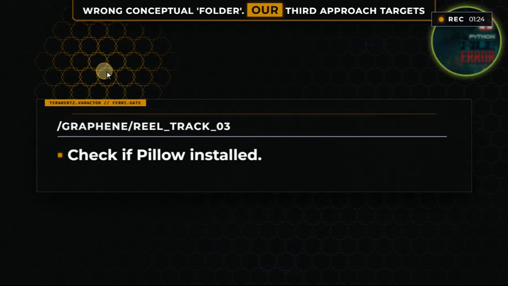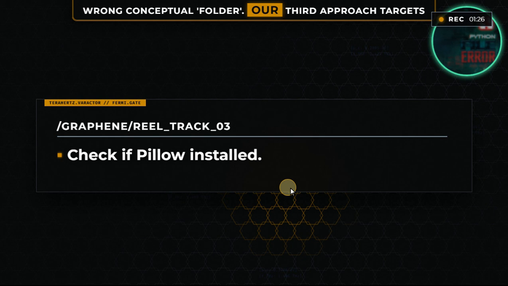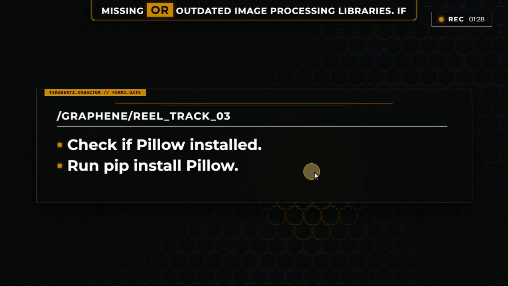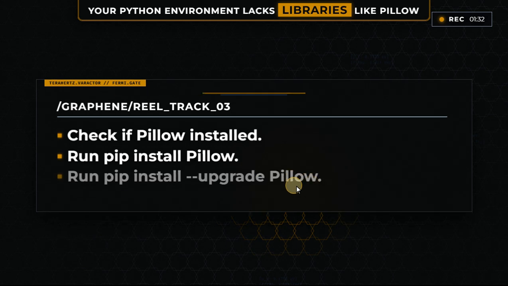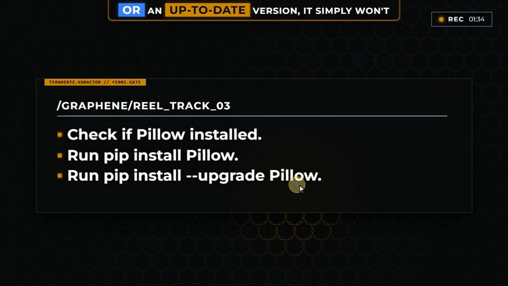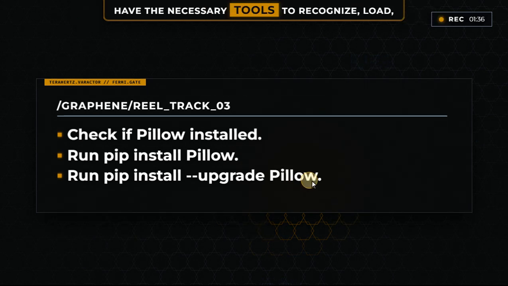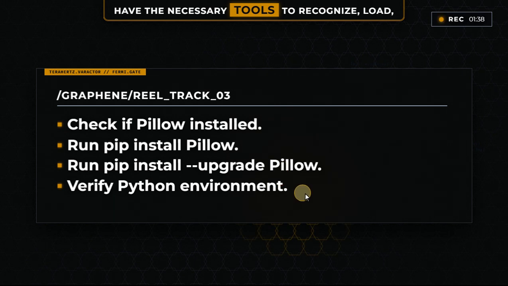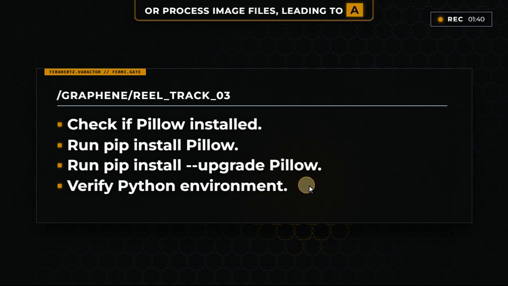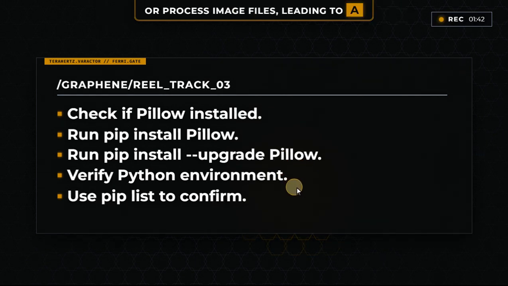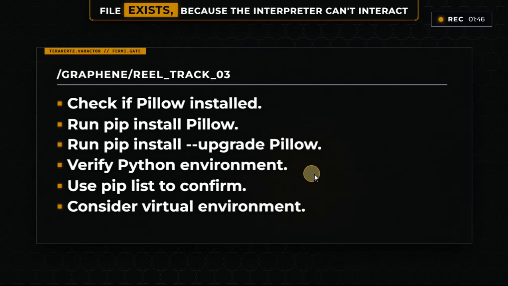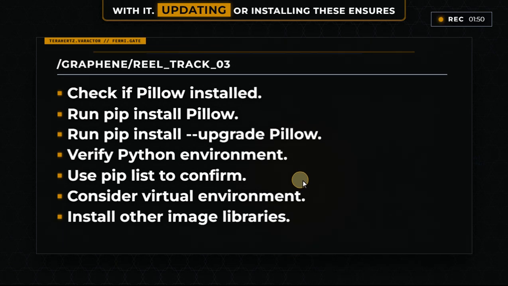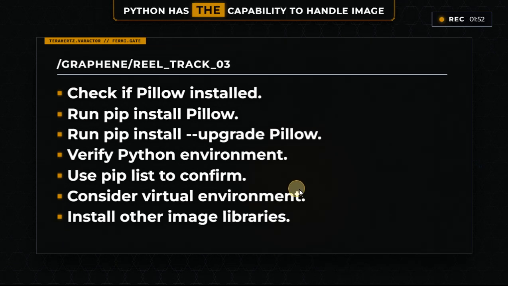Our third approach targets missing or outdated image processing libraries. If your Python environment lacks libraries like Pillow or an up-to-date version, it simply won't have the necessary tools to recognize, load, or process image files, leading to a file not found error even if the file exists, because the interpreter can't interact with it. Updating or installing these ensures Python has the capability to handle image data.